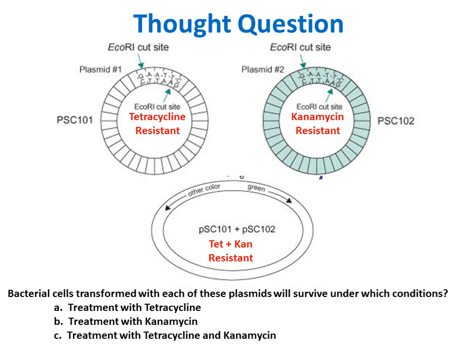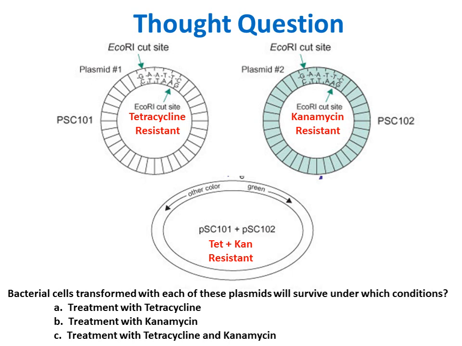So if you're taking a look at the upper leftmost plasmid, PSC101, we know that it's tetracycline resistant. So if you treat the bacteria with tetracycline, it will survive. However, if you treat it with kanamycin, the bacterial cells will die. Or if you treat it with tetracycline and kanamycin, the bacteria will die. If you look at PSC102, it will only survive when the media is treated with kanamycin. However, if you treat bacteria with tetracycline or the tetracycline and kanamycin, they will die.